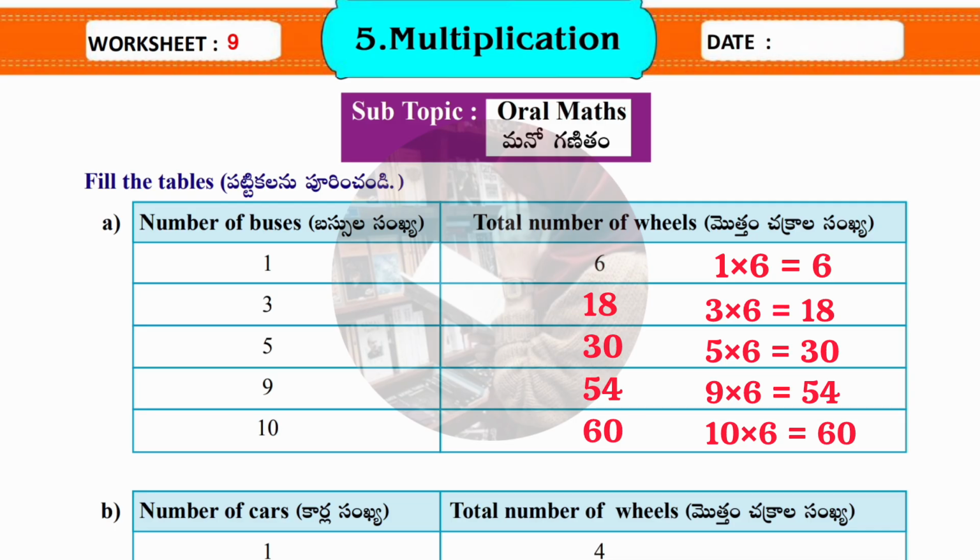Next one, 10 buses are there. For 10 buses, how many wheels? Total how many wheels? 10 multiplied by 6 equal to 60. So answer is 60. Understood, guys? In this way you have to do the multiplication for the given sum. Got it? Now we'll move to the next Roman, which is Roman number 2.